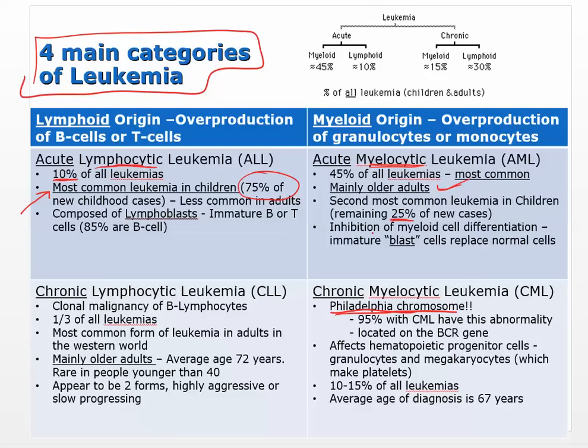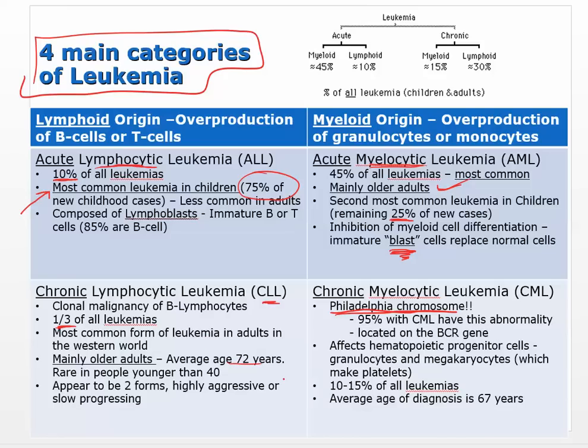And this of course, inhibition of myeloid cell differentiation, so immature blast cells, okay, because it's acute, again, replace normal cells. Now, if we move down here to the chronic, we can see here chronic lymphocytic leukemia, CLL, and most of the time you'll just see these abbreviations, CLL. That's about a third of all leukemias. Okay, so it's out there. But again, this is mainly in adults, and specifically, this is mainly in older adults.